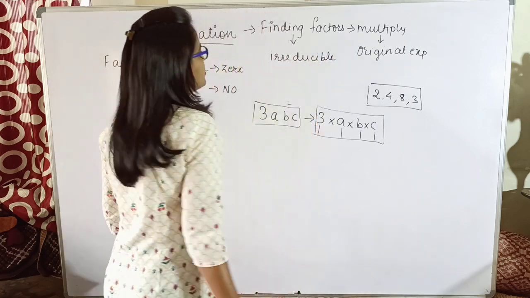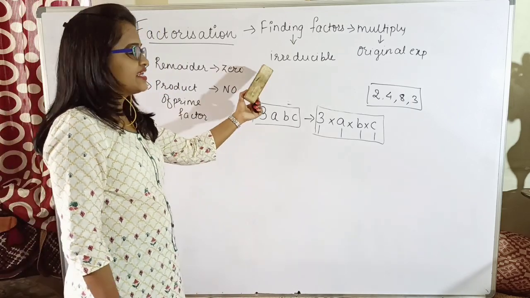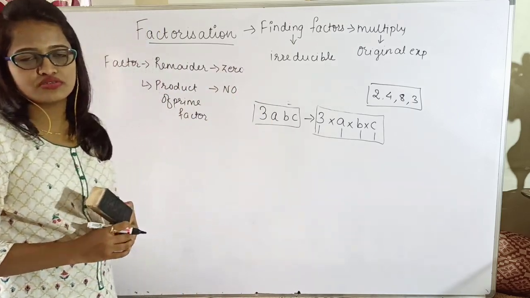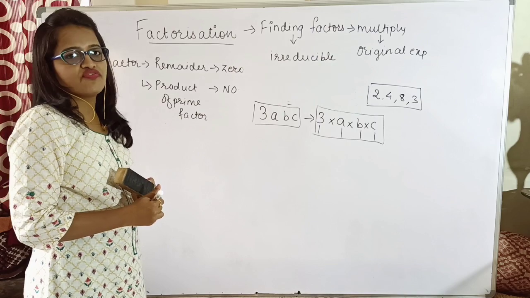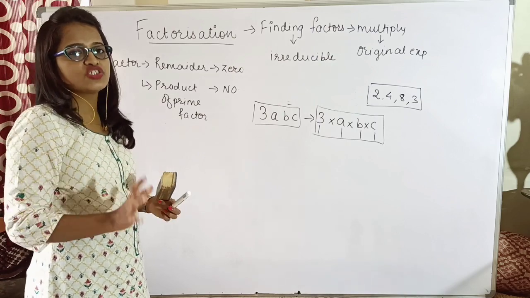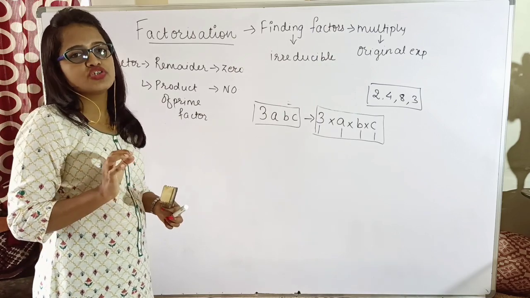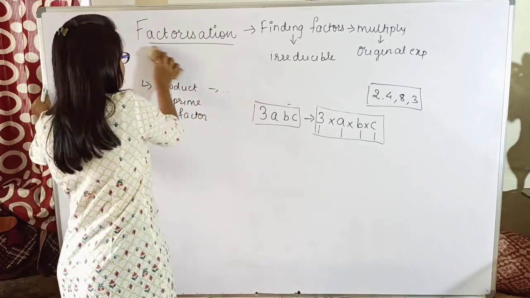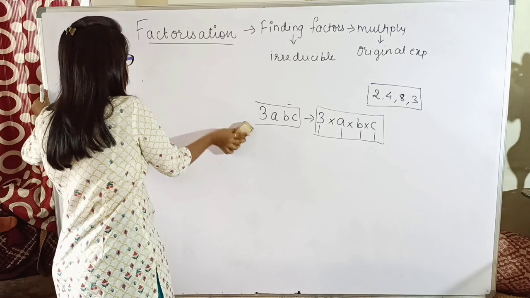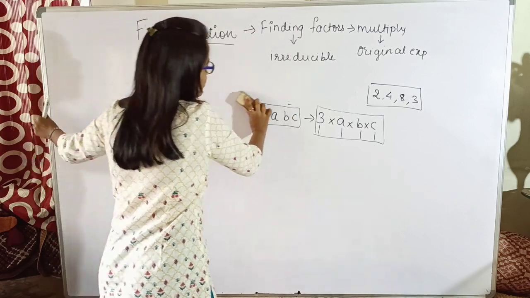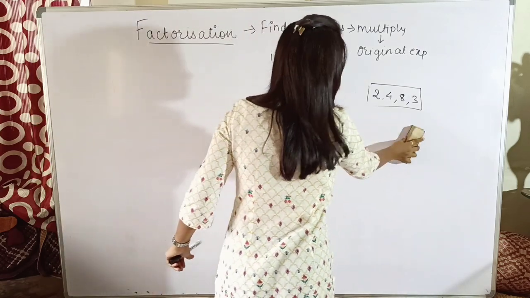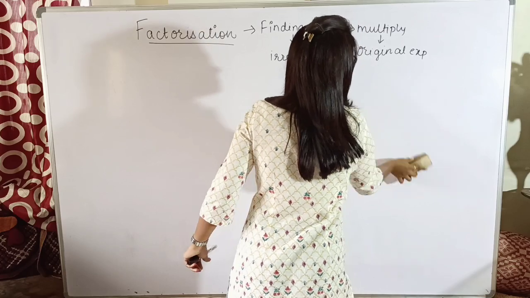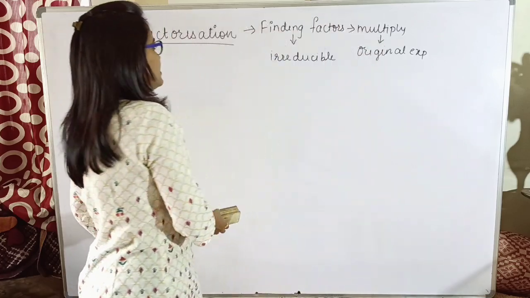Now, what is meant by irreducible factors? It means the factors cannot be further reduced. Whatever factors you find should be in their simplest or lowest reducible form. Hence factorization is a process of finding the factors of the given expression such that if you multiply them, you will get the original expression.